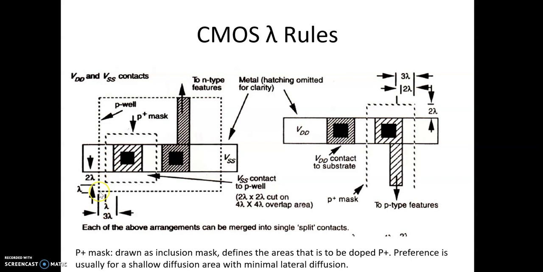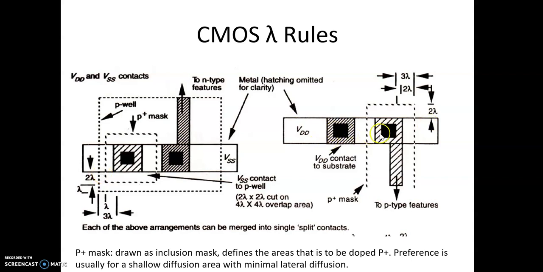The distance between the P-well and your P mask will be 1 lambda, and the distance between the VSS metal and this P mask will be 2 lambda. The distance from this outer contact region, the contact area, to the P-well will be 3 lambda, and again, as I said, between P-well and P mask will be 1 lambda.